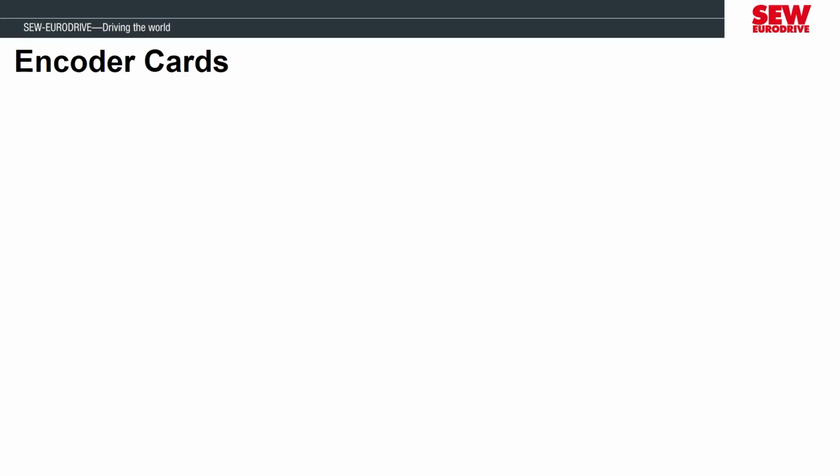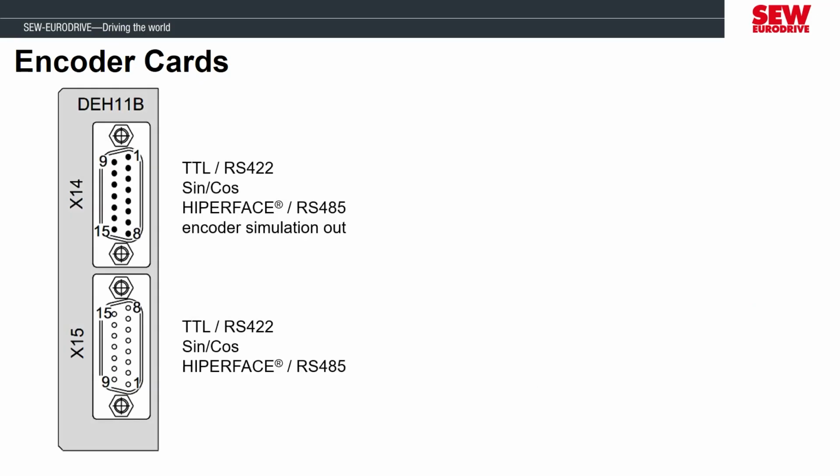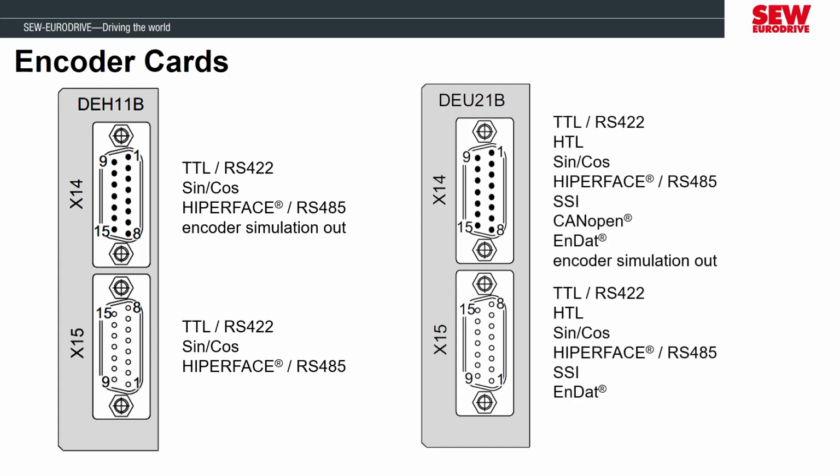Here are our encoder cards. Our most common encoder card is the DEH11B. It supports the most common motor encoder standards for X15 and X14. It can also be used for encoder simulation. The next option is the DEU21B. It adds support for a lot more standards on both the X15 and X14 connections.